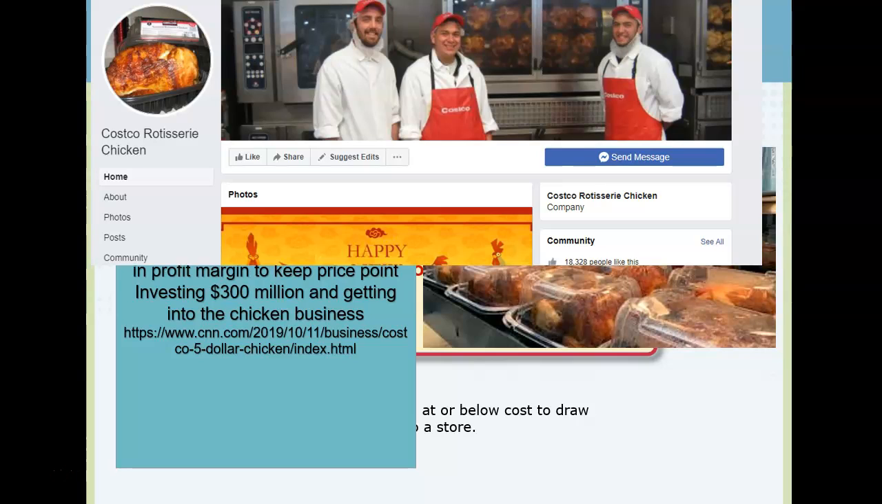Costco went as far as to go in, and actually, look at that, 18,000 people now like it. But anyways, sorry. Costco has spent $300 million getting into the chicken business. They're raising their own chickens. They bought their own slaughterhouses so that they can cut the cost or the loss on that profit margin down. That's how much they value this loss leader to bring people in.